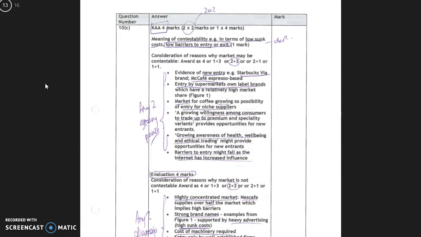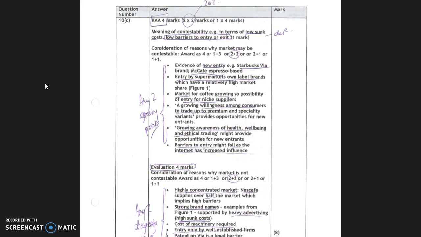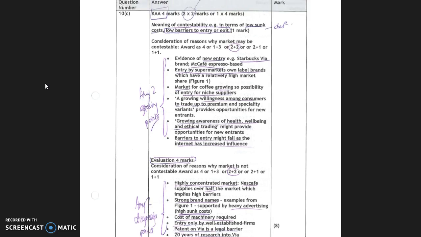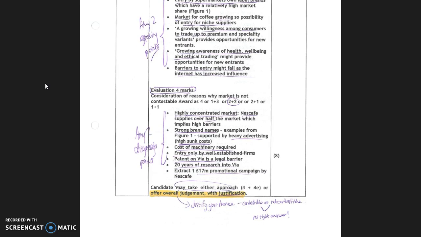And then your 8 mark question was your next one. Okay, again, contestability was a running theme in this paper. You need your 2 versus 2, 2 agreeing points saying yes, it's contestable. You enter here, Starbucks via supermarket own brands, any 2 points developed in context and explained. However, on the other hand, there's high concentration ratios. Okay, Nescafe dominate, maybe it's not so contestable. However, on the other hand, it took 20 years for Starbucks to develop VIA. Okay, what's that all about?